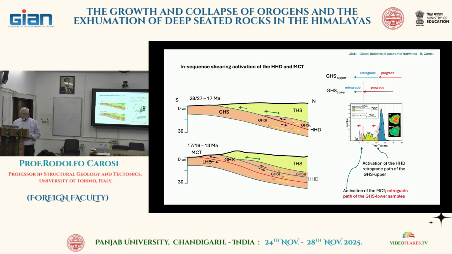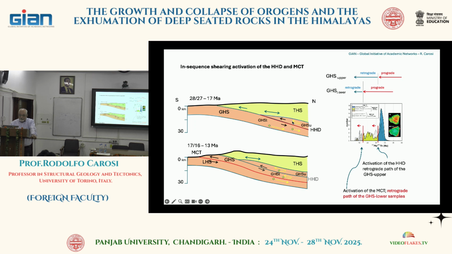So if we would like to build up a simplified model of exhumation, up to 28 million years, the rocks of the Greater Himalayan sequence underwent underthrusting, increasing pressure and temperature. At 28 to 27 million years, up to 17, there is activation of this shear zone in the Greater Himalayan sequence. So, whereas the lower part of the Greater Himalayan sequence continued to go downward, the upper part changed the path and was exhumed, started to move upward.